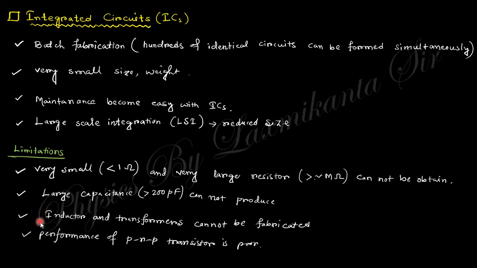Before knowing about the op-amp, you need to know about the IC. IC means integrated circuit. Here IC means batch fabrication. That means hundreds of ICs can be formed simultaneously. At a time, you can generate hundreds of ICs. So the fabrication cost is reduced using the IC.